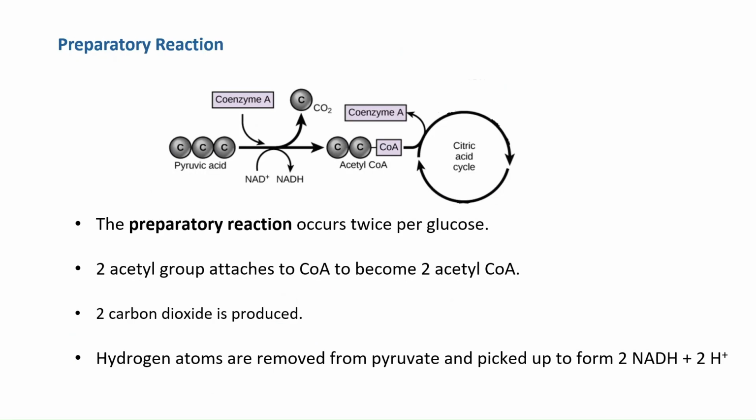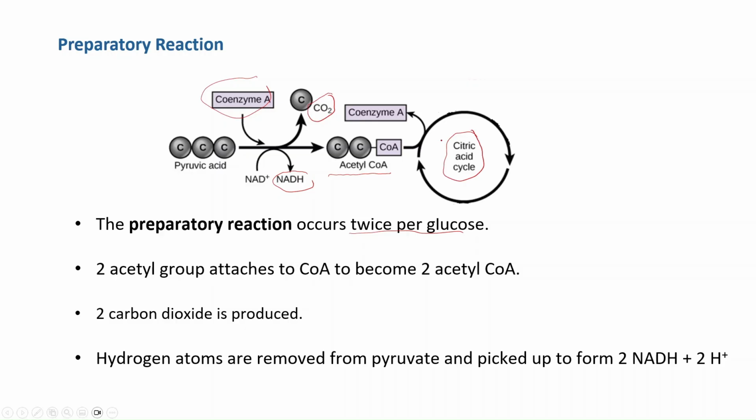Now the problem is pyruvic acid cannot enter the mitochondria. So pyruvic acid in the prep reaction is turned into acetyl-CoA, a molecule that can cross the mitochondrial membrane. Okay? Now it happens twice. Why? Because every glucose produces 2 pyruvic acids, but each one is going to react with the coenzyme A, releases carbon dioxide, releases electrons, and makes acetyl-CoA that goes into the next step, the citric acid cycle.